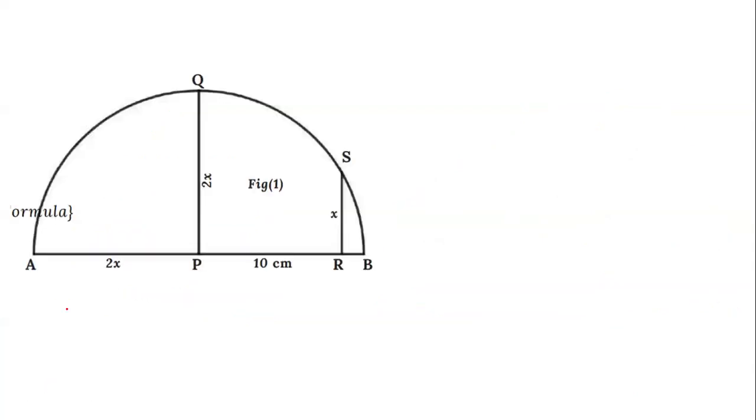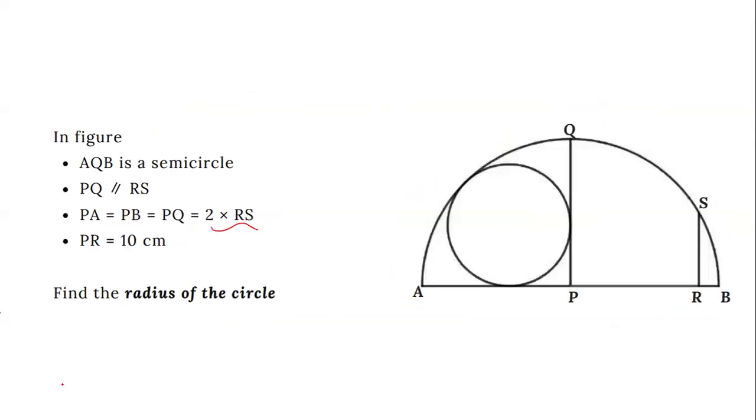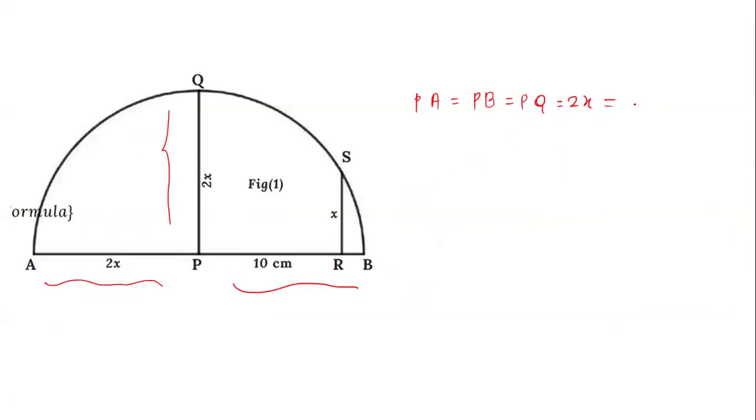See this figure. I am assuming PA, PQ and PB, which are radii of this semicircle, are all equal to 2x. In the problem it is given that this is equal to 2 times RS. So from here you can calculate that RS is equal to x. So this is x.